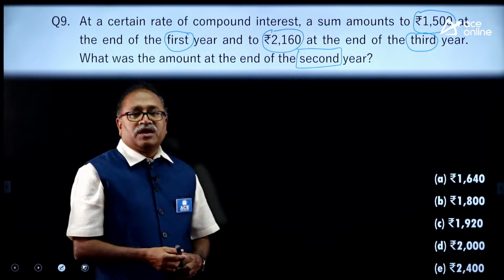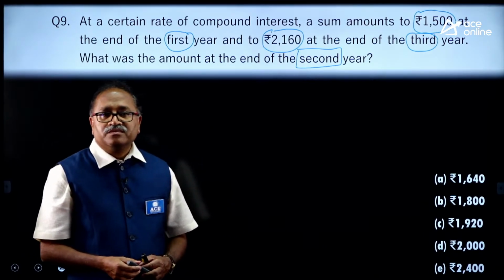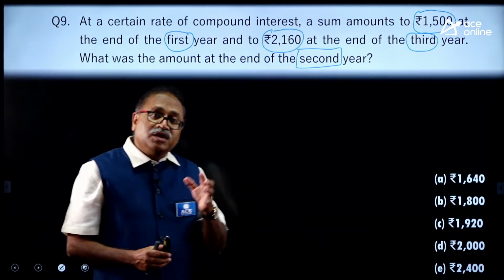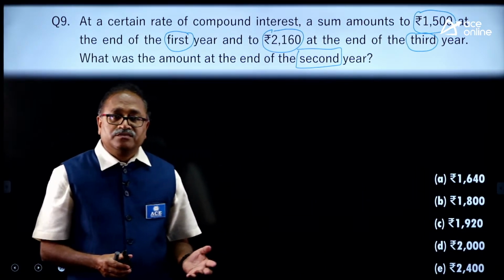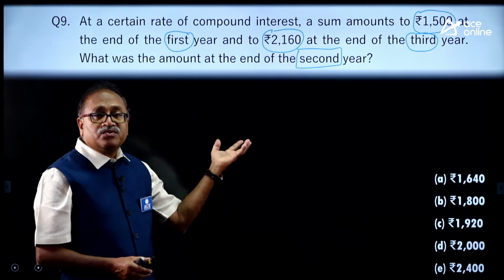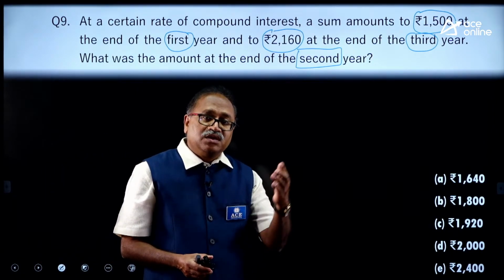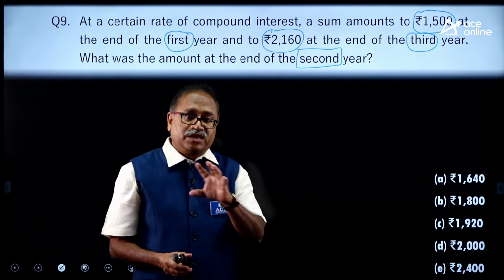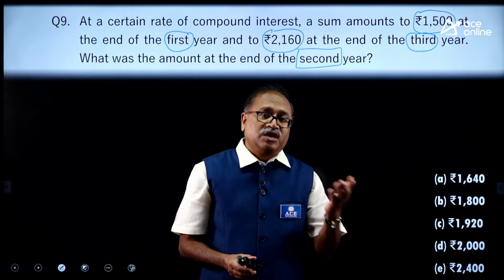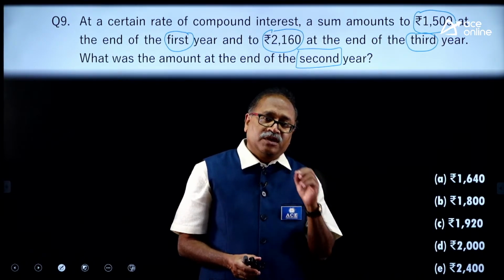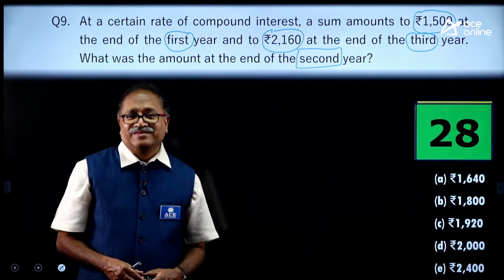You must be knowing that compound interest amounts are in a geometric progression. The amount in compound interest is also in geometric progression. So, here the ratio will remain the same. The amount at the end of first year to the amount at the end of second year will be the same as the amount of second year to the amount of third year. Apply that concept. Your time starts now, 30 seconds.